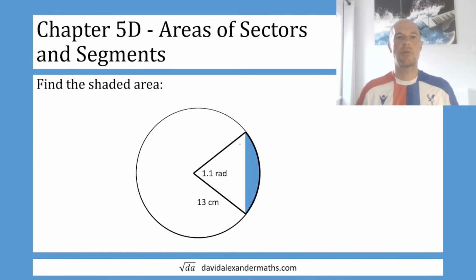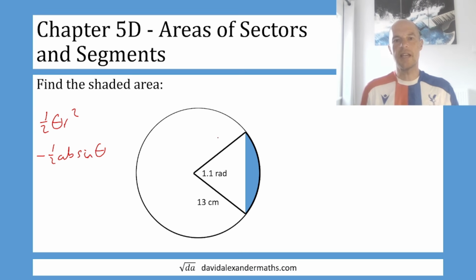Okay, so in this question we're working out the shaded area, which is a segment. Probably the only way you can do it is work out the area of the sector and subtract the area of this triangle. The area of a sector is 1/2 theta r squared, minus the area of this triangle, which is 1/2 AB sine C. We'll keep it in terms of theta, so 1/2 AB sine theta.